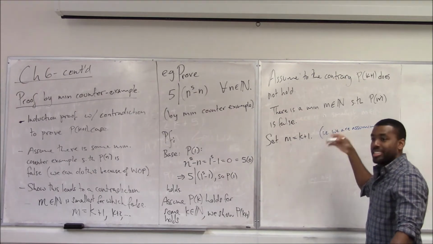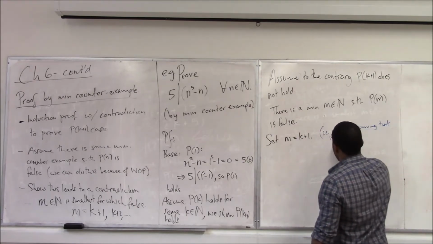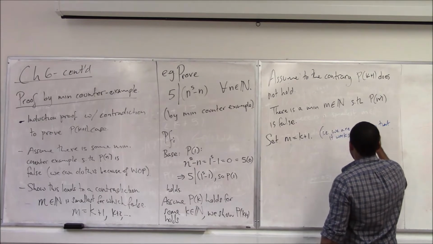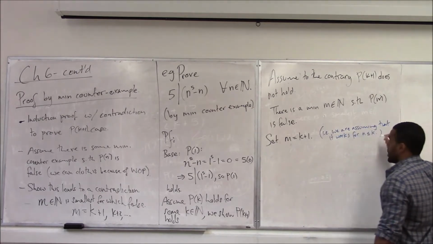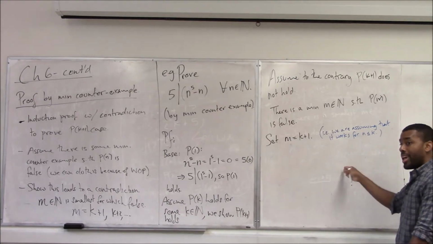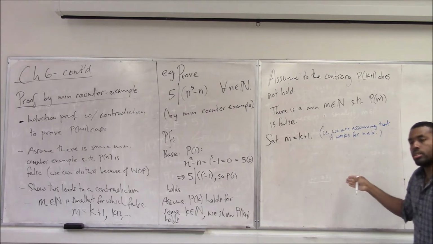this implies, this has a tacit assumption that it works for any n less than or equal to k, right? Because this is the smallest guy for which it's false, which means all the way up to k it was working, but then once I went to k plus 1, now it stops working, right?